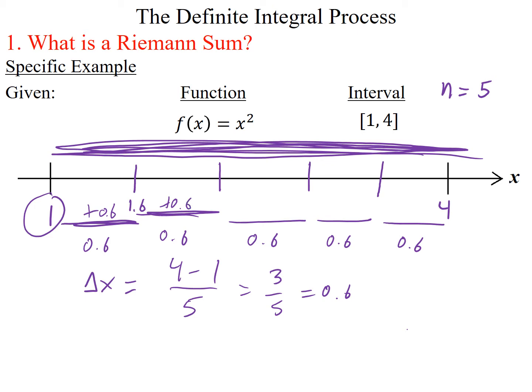Keep adding your delta x's to the last place you're at. Think of it as a step size, and keep doing it until you get to the end, to the 4. So 2.2, we'll add the 0.6. It's going to get me to 2.8. We'll add the 0.6 again, gets me to 3.2. And if you add the 0.6 again, you get to the 4. Okay, so that's how that goes.